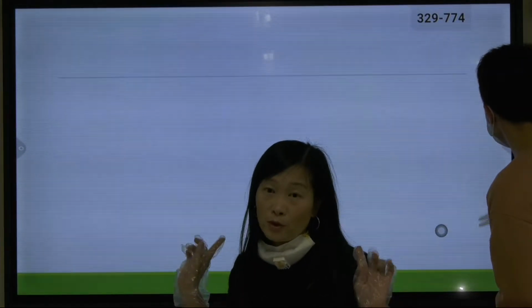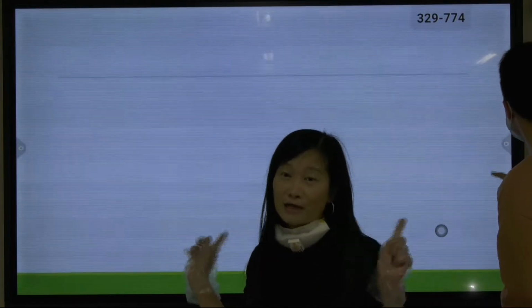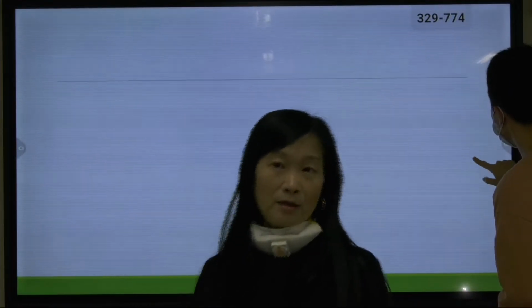Sorry, not very good at doing this because we don't have this in our classroom. So this is really the first time that I am using this touch screen technology.